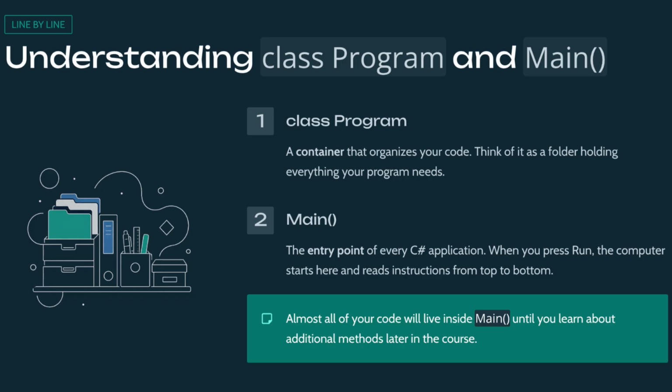The Main method is known as the entry point because it is where the computer starts executing the program. When you press the run button in Visual Studio, the operating system looks for the Main method and begins reading the instructions inside it from top to bottom. As we continue writing programs, almost all of our code will be placed inside this method until we learn about creating additional methods later in the course.